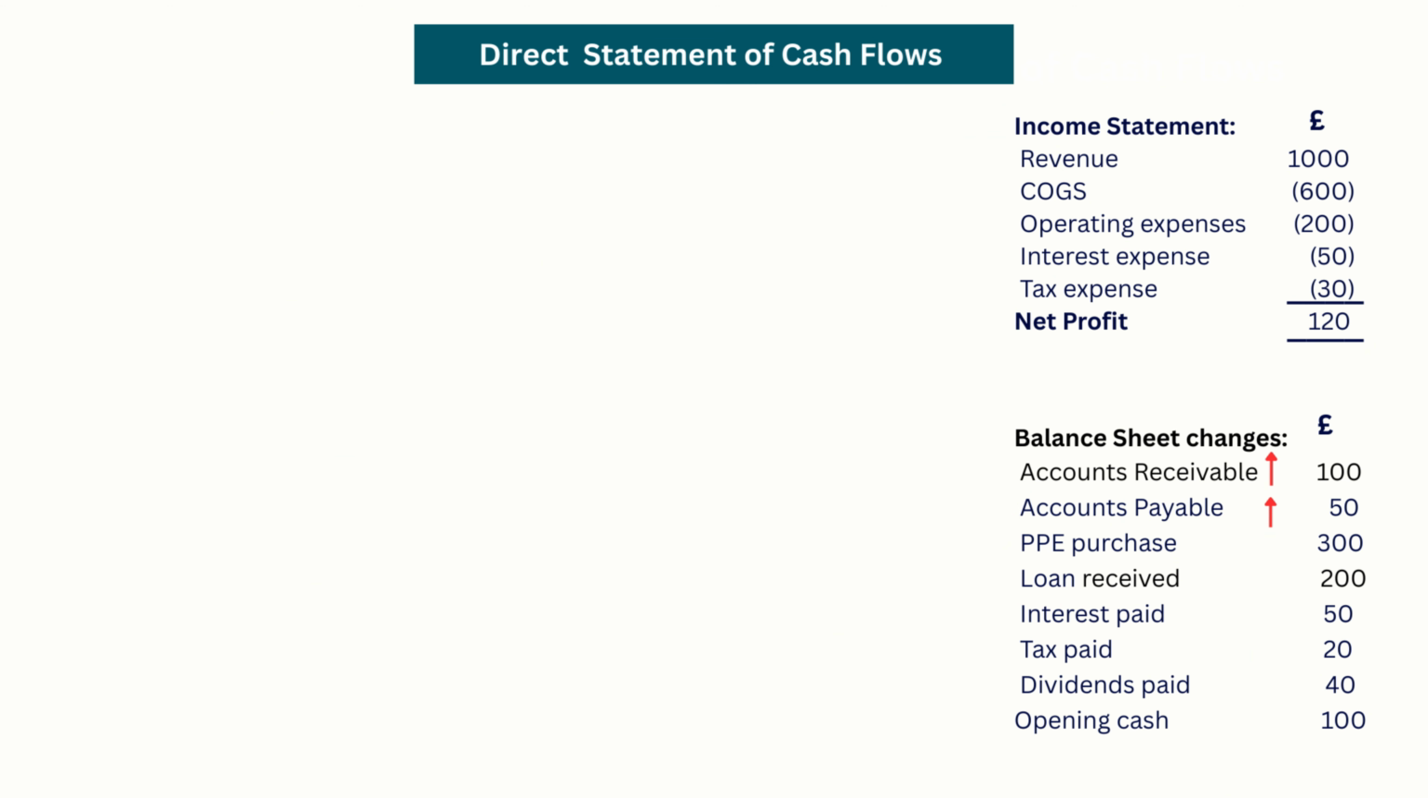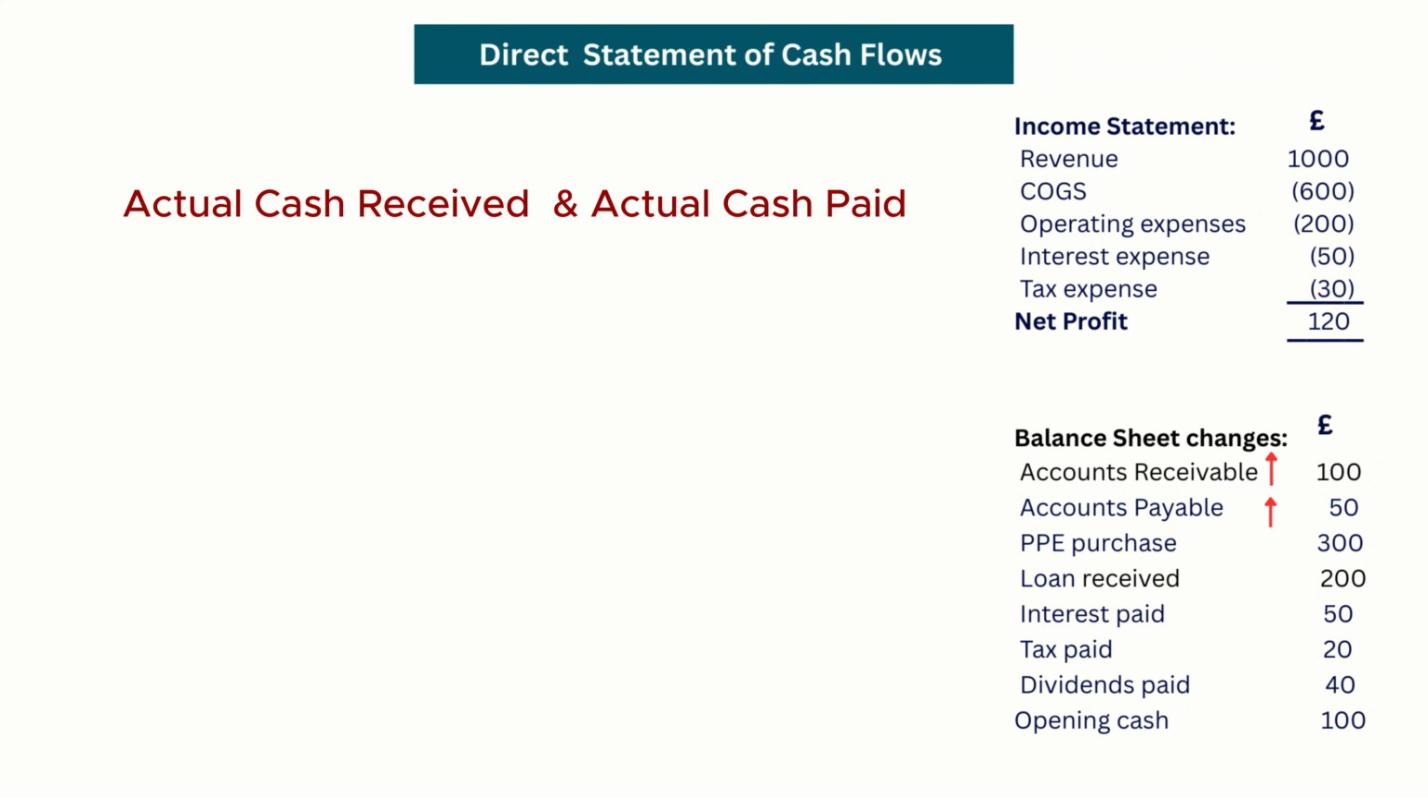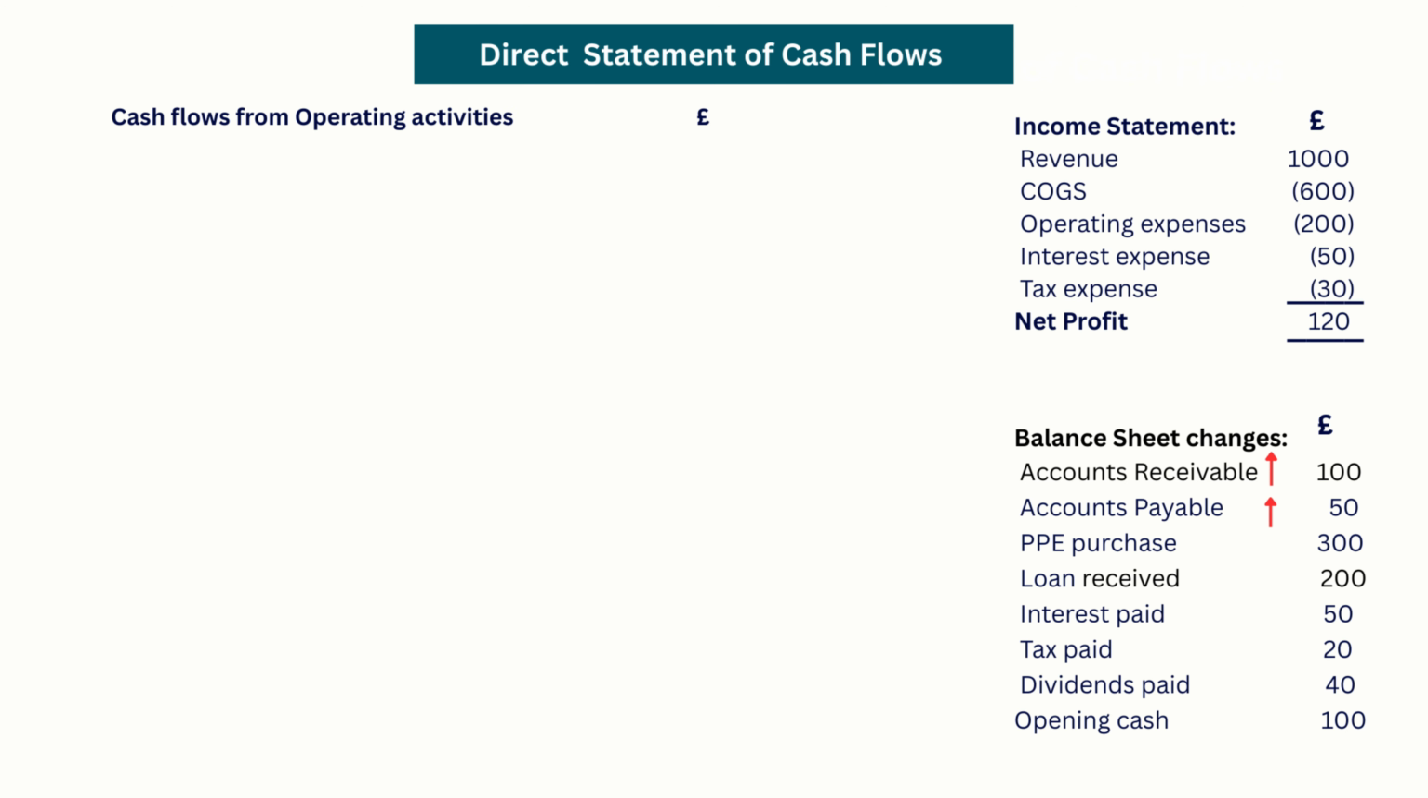Now we are preparing the statement of cash flows using the direct method. Under the direct method, we calculate the actual cash received and the actual cash paid during the year. We begin with cash flows from operating activities, which relate to the day-to-day business operations.